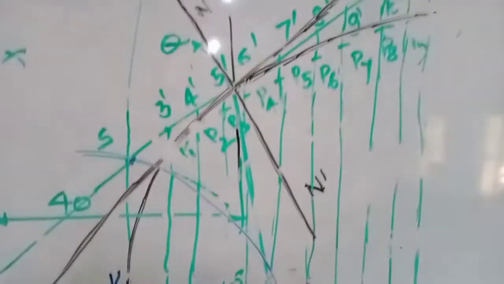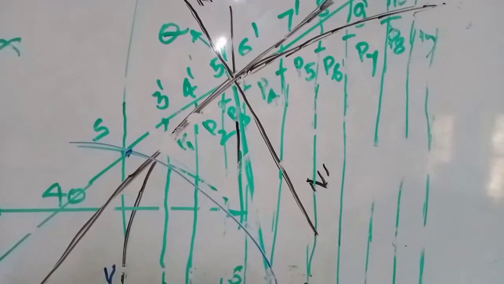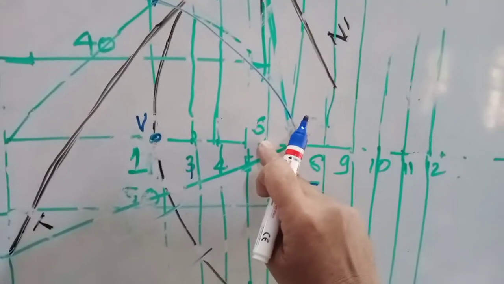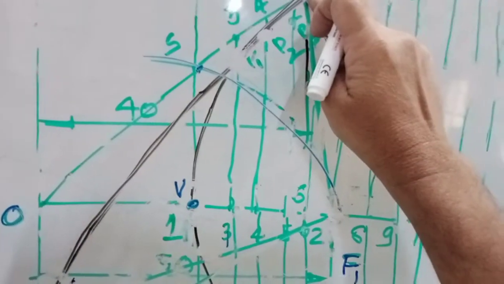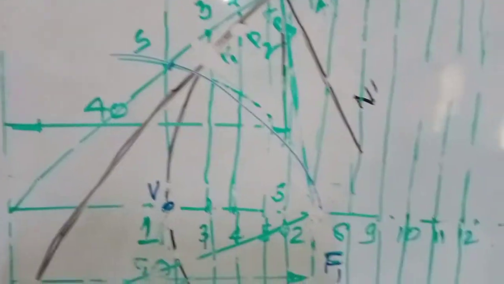Then, how can we get the P4 point? Take the distance of this 6 to 6 dash length, and cut the same 6 to 6 dash length from the same F1. So we are getting the P4 point here. Downside we are getting P4 dash. Then similarly we have to extend.